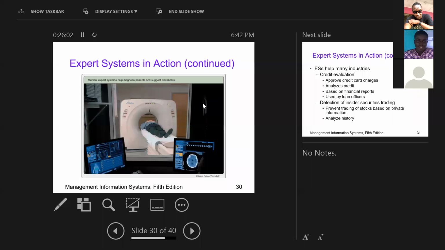This is another unique expert system. This one is a medical expert system that helps diagnose patients and suggest treatment. This system looks like a CT scan. This device will go into your brain and look at all your nerves. Depending on what you say, yes, yes, yes, it will tell you what it thinks you are having. They will say maybe some of your nerves are not working well, and when people's nerves are not working like that, they are most likely having this.